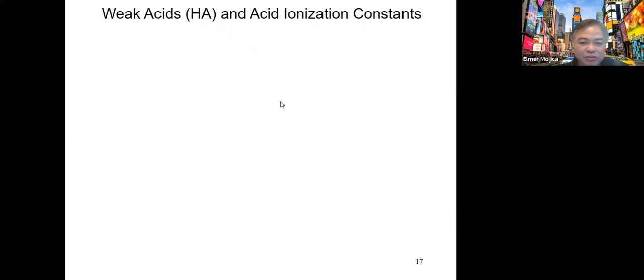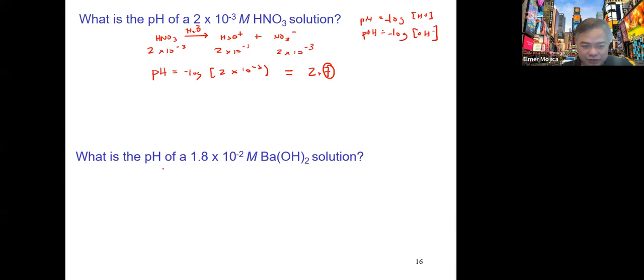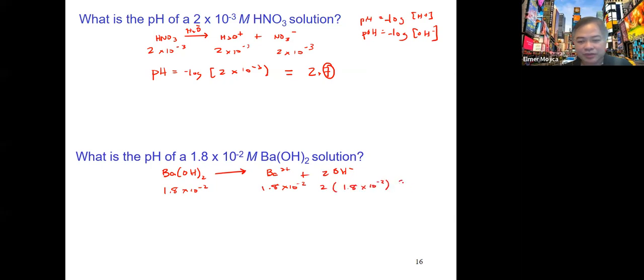Now, how about this one? So this is what we call a base. Okay? So you're going to look at the barium hydroxide. Now, when it dissociates, it forms barium 2 plus and 2 hydroxide. So if you have 1.8 times 10 to the negative 2, then 2 times 1.8 times 10 to the negative 2. So this is equals to 3.6 times 10 to the negative 2. So if you're going to get that, that's a pOH, negative log of 3.6 times 10 to the negative 2. And that is equals to what?